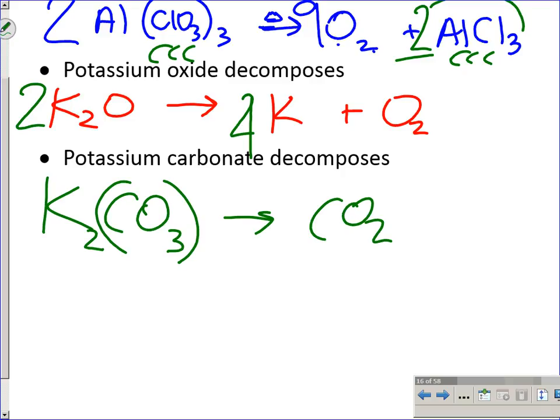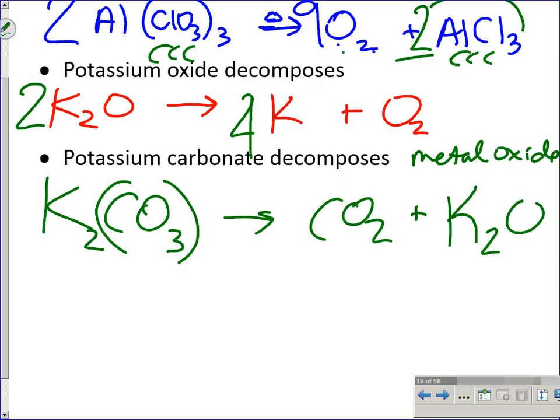Oh, oxygen gas is our friendly gas. So carbonates make carbon dioxide. Done. Then the other thing that's left over is a metal oxide. So who's the metal? Potassium. So I make potassium oxide, which is K2O, because K 1 plus, oxygen 2 minus, crisscross, K2O. Balanced? Yes. Good.